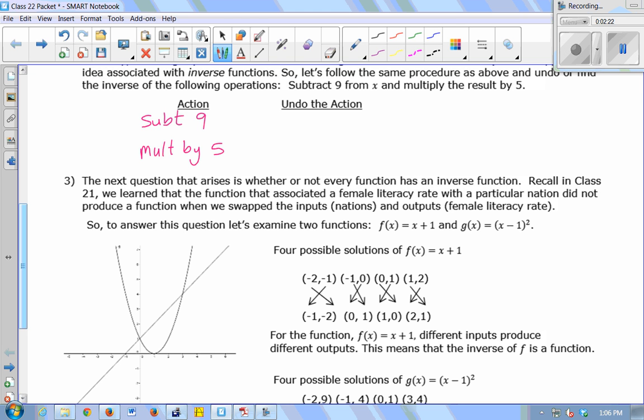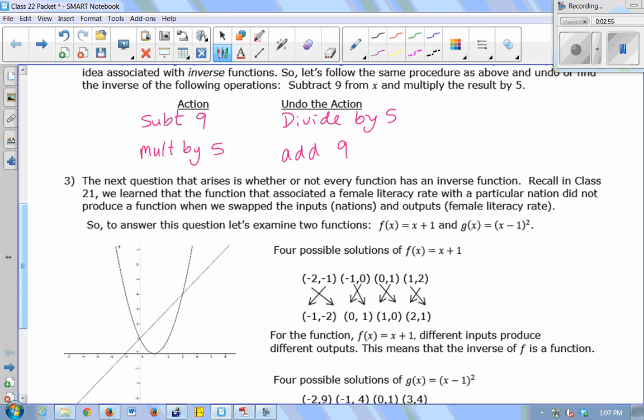So to undo, to get the x back, I have to undo what I did in the reverse order that I did it, right? So first I subtracted 9, and then I multiplied by 5. So to undo, what should I do? Divide by 5. Yep, so first I would divide by 5, and then I would add 9. Right, so you have to use the inverse operation, and you have to undo in the reverse order that you did it.